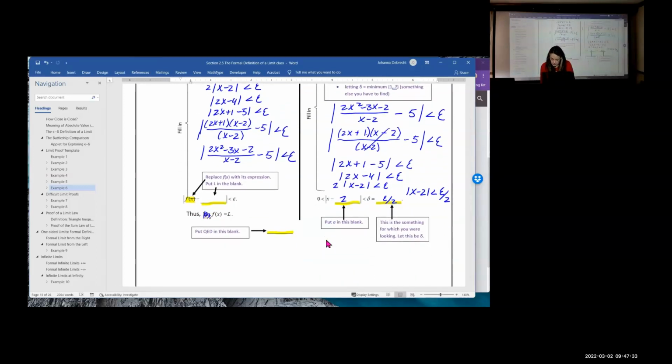And then we rewrite the limit. Thus, the limit as x approaches 2 of 2x squared minus 3x minus 2 over x minus 2 is equal to 5. And then we put the ending acronym on it.